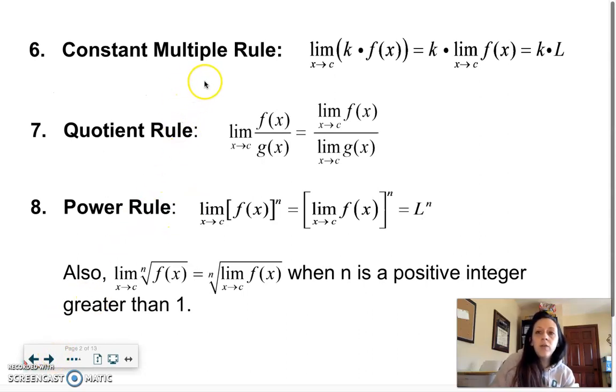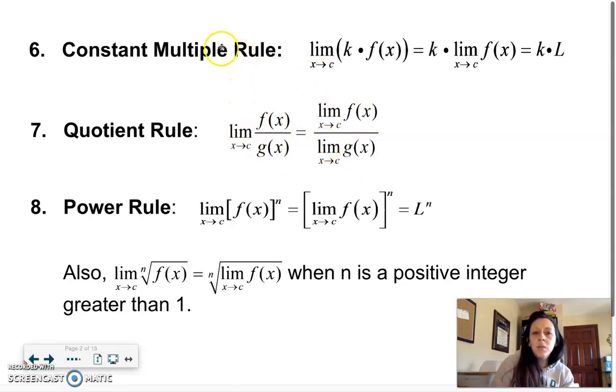There's also kind of like a quotient rule that goes along those same lines. So if you have a function divided by a function and you want to take the limit of that whole thing, you can just do the limit on the top and then the limit on the bottom and then divide the answers. So it's chunking it up.